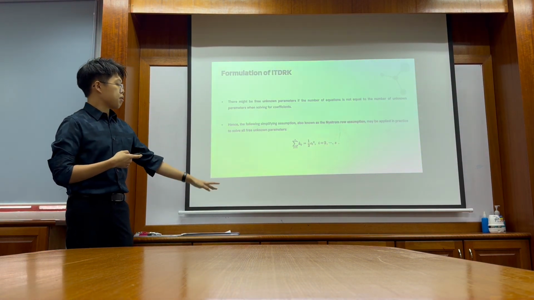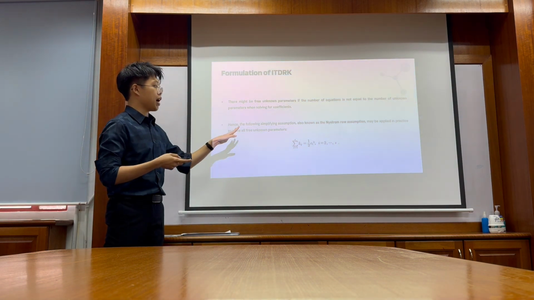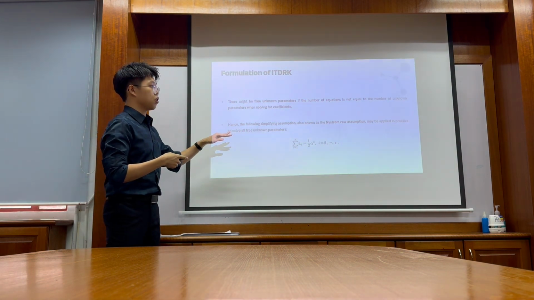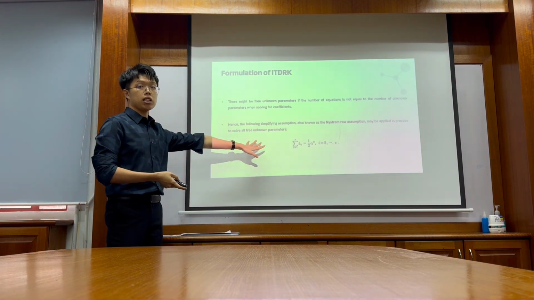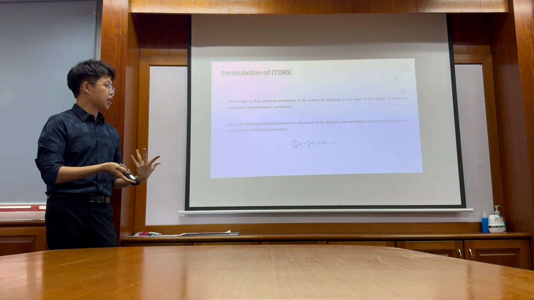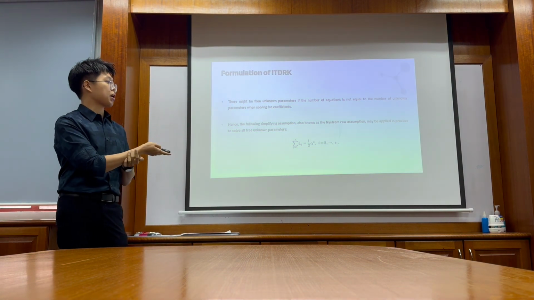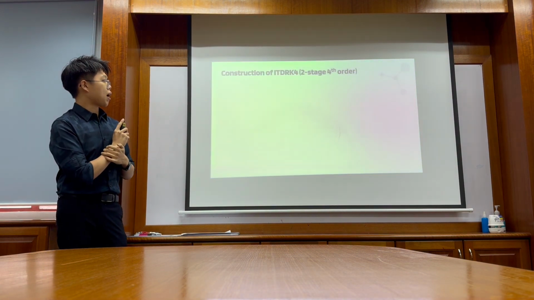But before that, sometimes when we're solving for the coefficients, there might be 3 unknown parameters. To solve it, we may use a certain kind of simplifying assumption called the Nystrom-Rowe assumption, to give us a larger number of equations so that we can solve for the 3 parameters. So I have 2 methods, right?